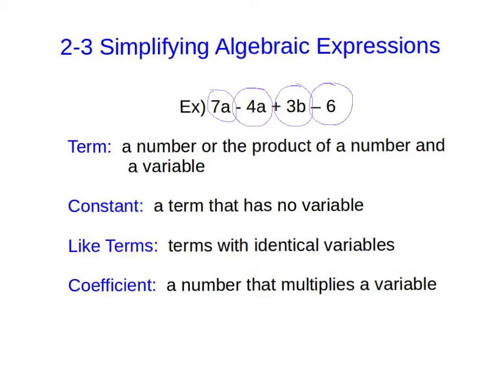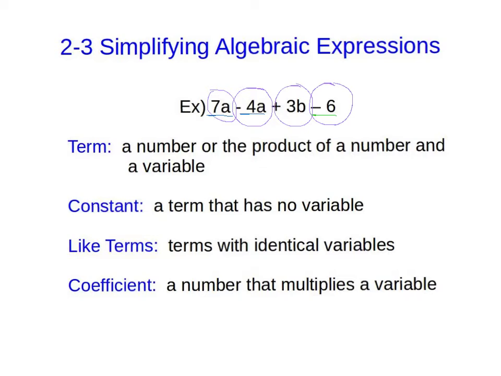Now, let's identify the constants in our expression. Remember, a constant is a term that has no variable, and we only have one of those in our expression. Our constant is negative 6. Now, let's look for like terms in our expression. Like terms are terms that have the same variable. In our expression, we have 7a and negative 4a. Both of these terms have a as their variable, so they are like terms.